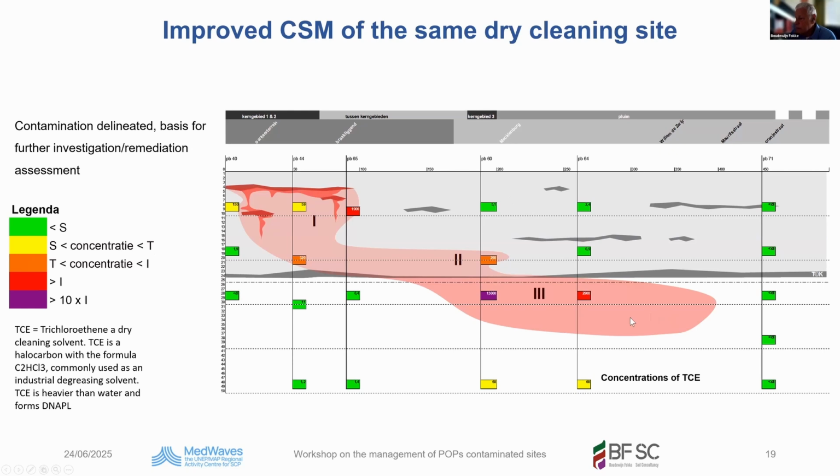So here is the plume, designed based on a lot of information. And TCE is trichloroethylene, a dry cleaning solvent. And this is done after many cycles of fieldwork campaigns.